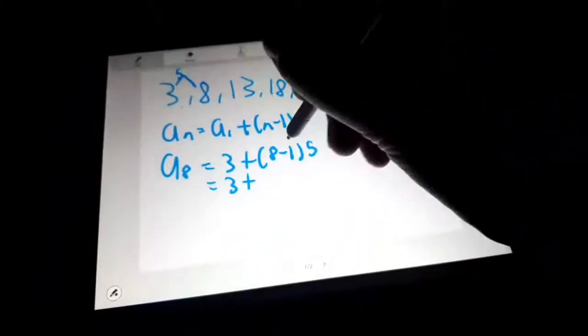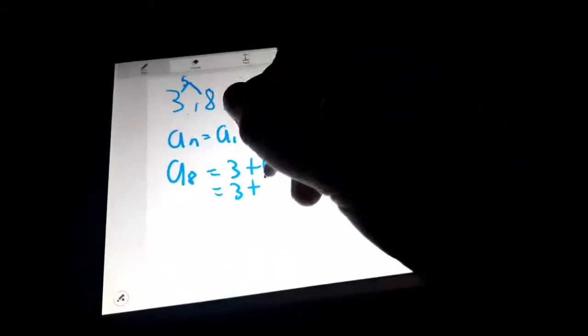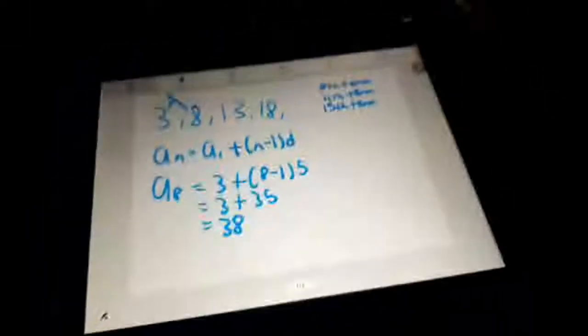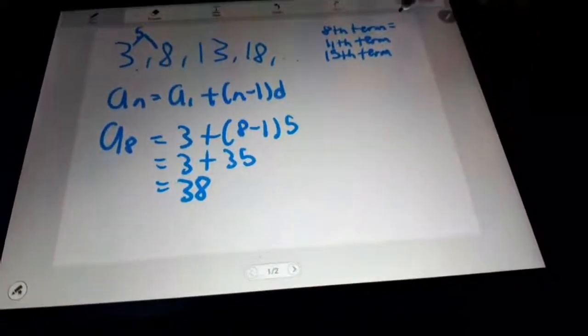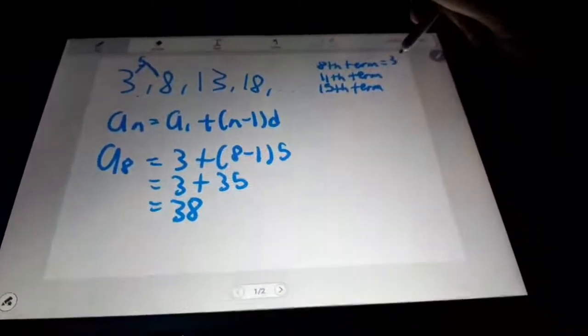So, 8 minus 1 is 7, times 5 is 35. So, the answer is 38. Lalagay ko na lang po yung mga answers dun sa mga problems. So, 38.